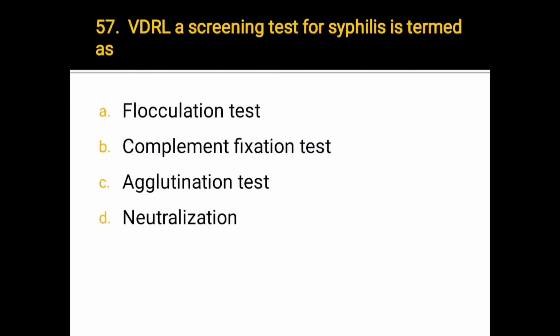VDRL or screening test for syphilis is termed as: A. Flocculation test, B. Complement fixation test, C. Agglutination test, D. Neutralization. Correct answer: A. Flocculation test.